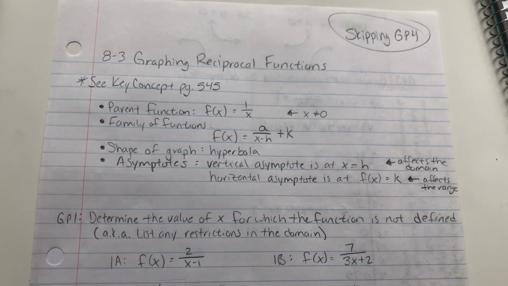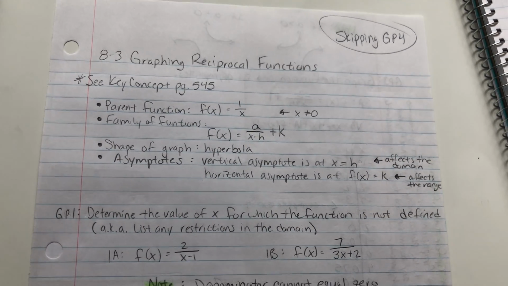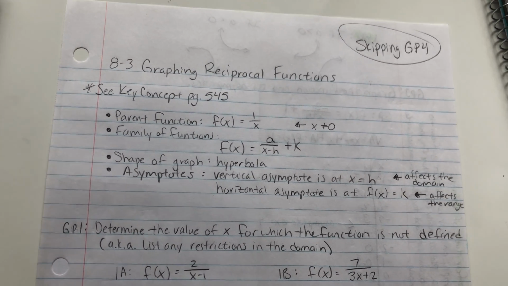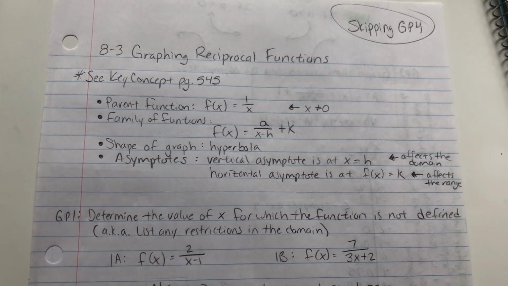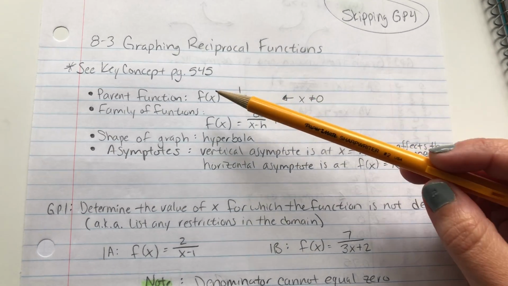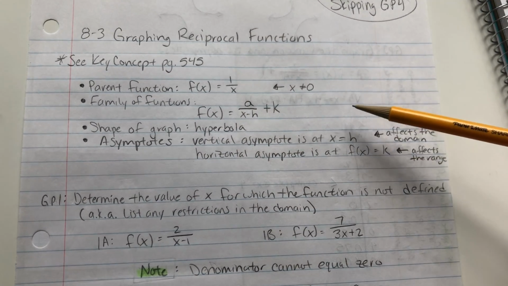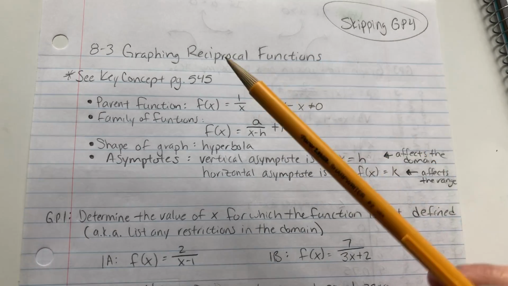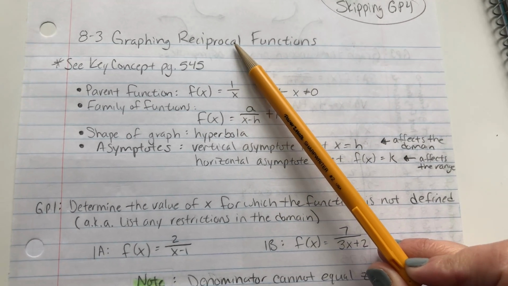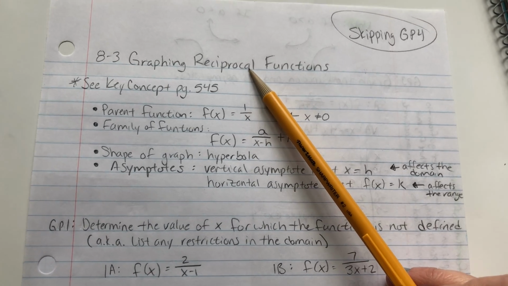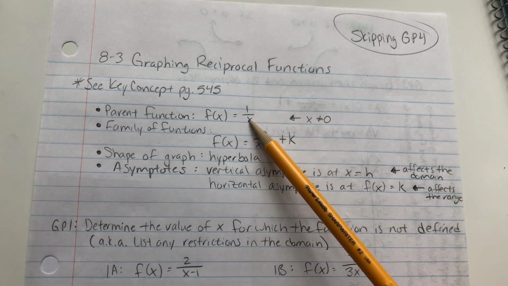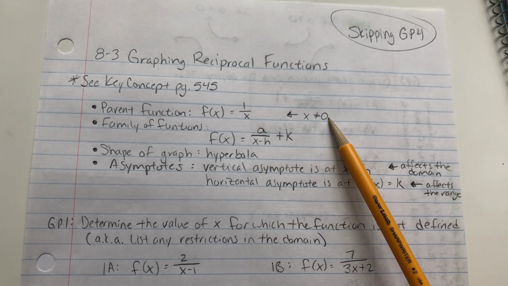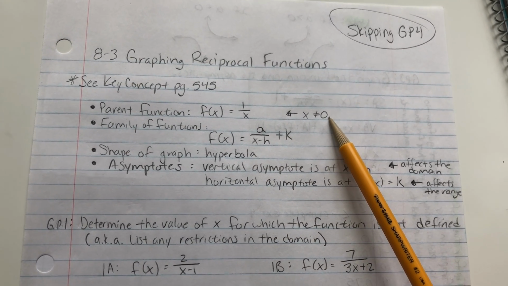If you want to follow along with your textbook, this is what's going to be showing up in your homework assignment. There is a key concept on page 545 of your book. It basically breaks down how the parent function for reciprocal functions works. A reciprocal function is a special type of rational function. The parent function is just 1 over x. We know x can't be 0 because you cannot divide by 0.